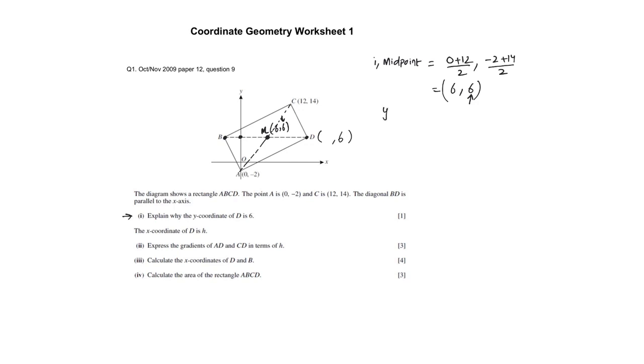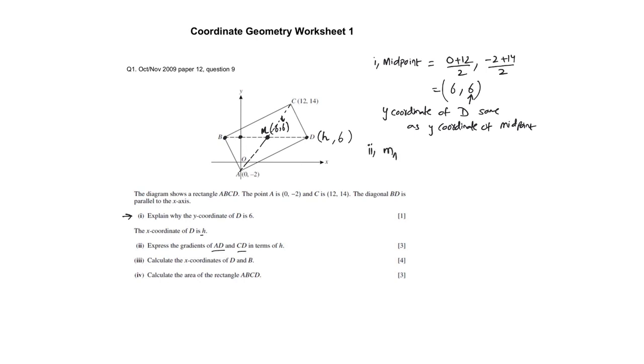Alright, you can write: y coordinate of D same as the y coordinate of the midpoint. The x coordinate of D is h. So we know that the x coordinate of D is h. Express the gradient of AD and CD in terms of h.